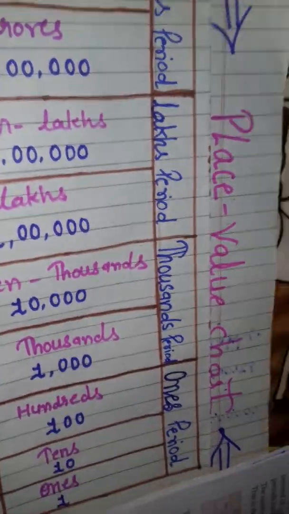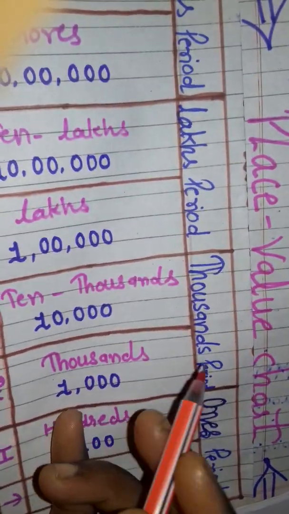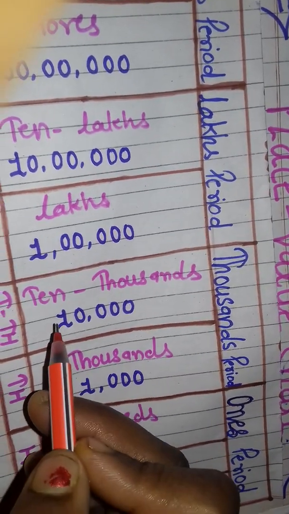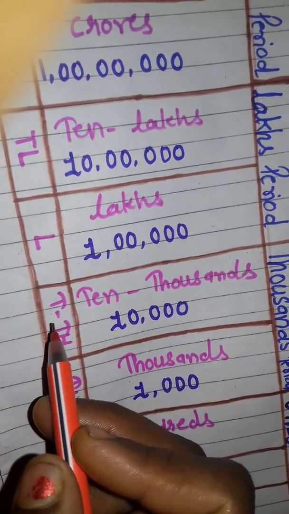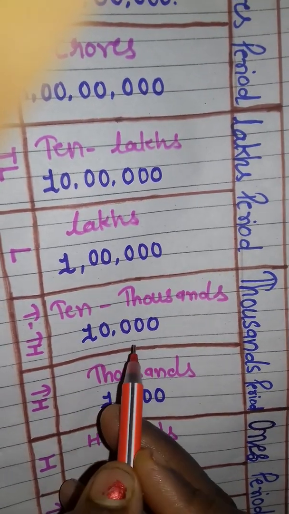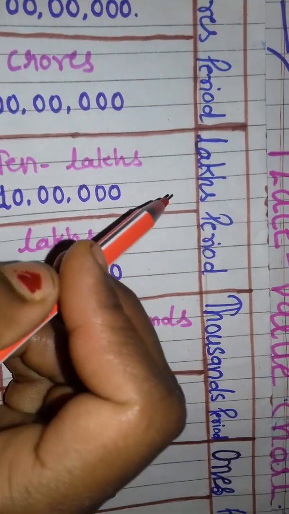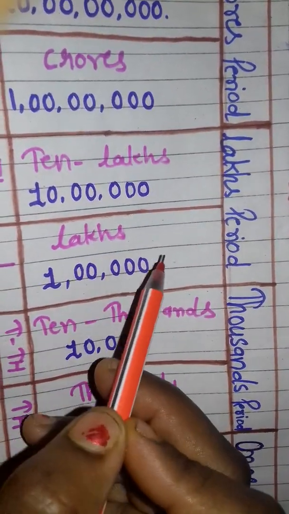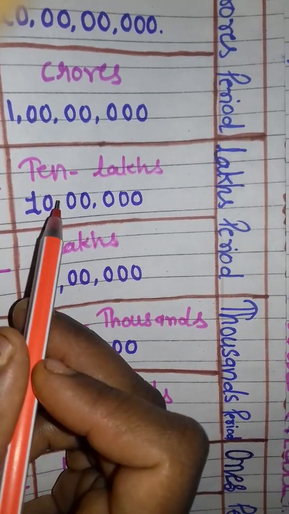Similarly, the next period is of thousands period. In thousands period, you will make two places, that is 1000 place and 10,000 place, TH and TTH. 1000, 10,000. Then next period is lakhs period. In lakhs period also you will divide into two parts, lakh and 10 lakh.